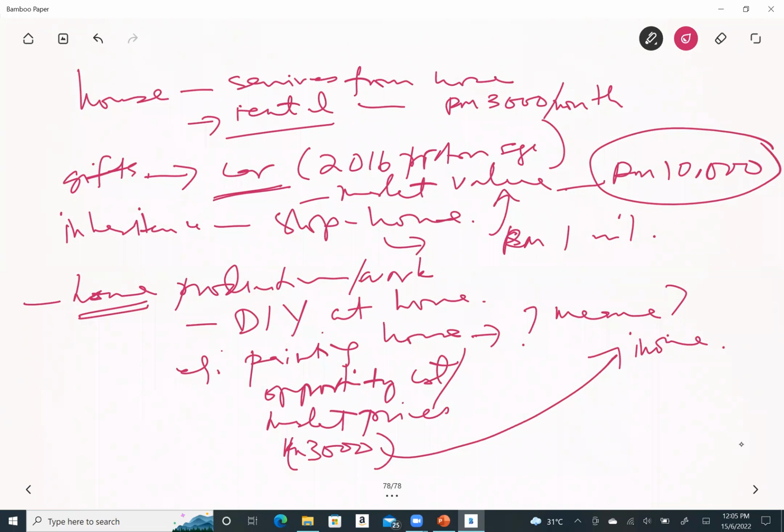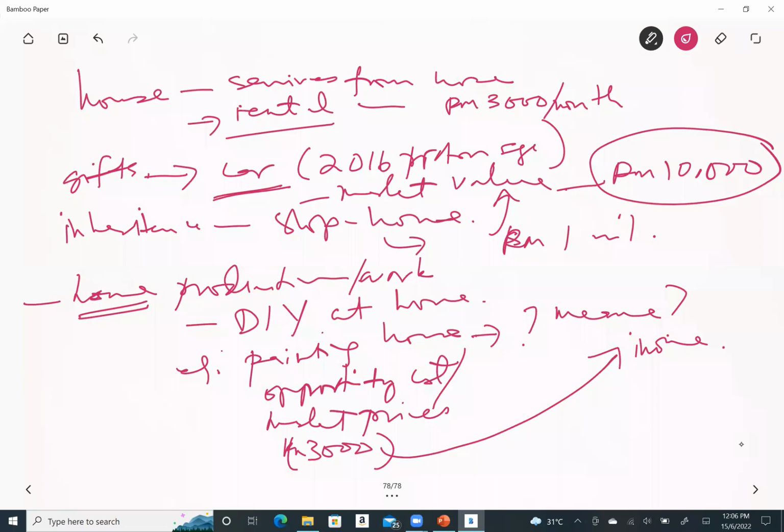Study table. How is a study table an example? If you make the table yourself, that is considered home production. That means if you hire somebody to do it for you, how much do you pay? Or if you buy the table from IKEA or from somebody else, how much does it cost?